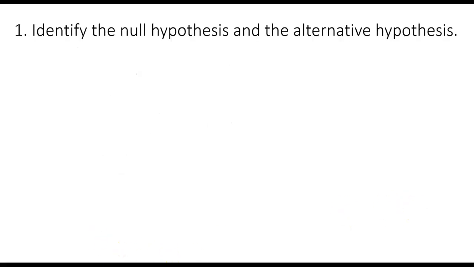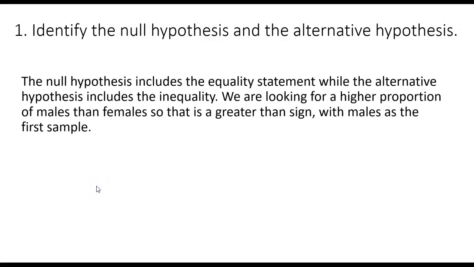Let's jump in, identifying the null and alternative hypothesis. Remember that the null hypothesis includes the equality statement, while the alternative hypothesis includes the inequality. That could be greater than, less than, or not equal to. In this particular example, we're looking for a higher proportion of males than females. So that is a greater than sign with the males as the first sample. Proportion of males greater than proportion of females. That's what we're looking at.